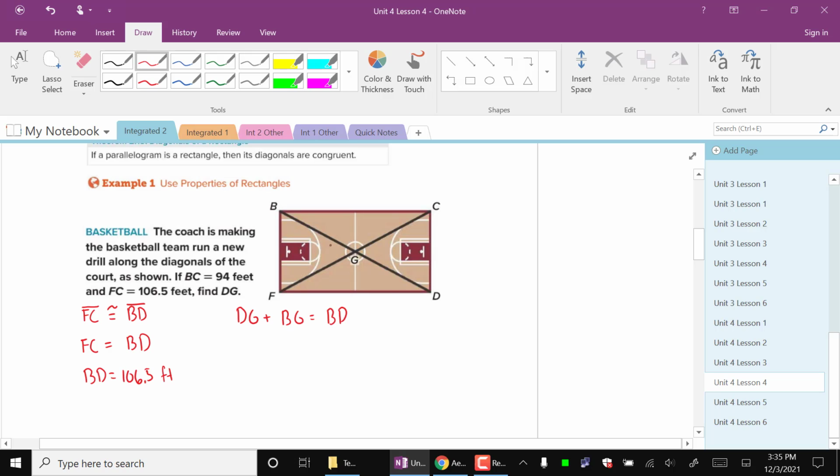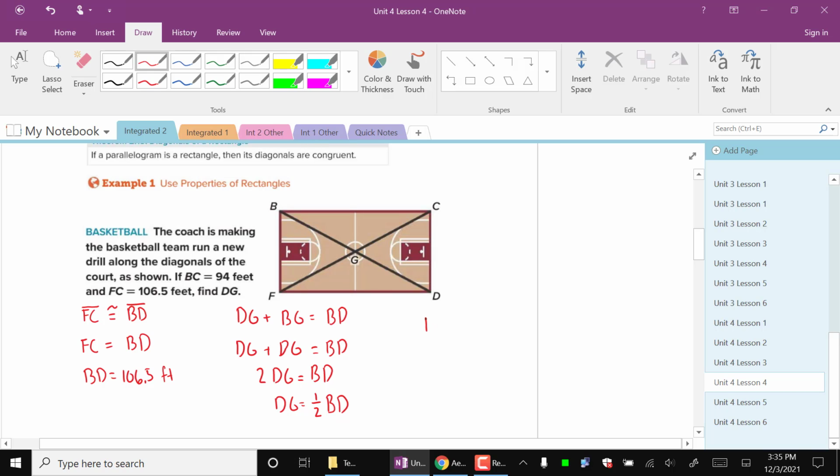Well, if the two parts together are equal, then I can just say that DG, and I can substitute BG with DG itself. DG plus DG equals BD. This is the same, so I can add those two together. It gives me 2DG equals BD. Divide by 2, I get DG equals half of BD.